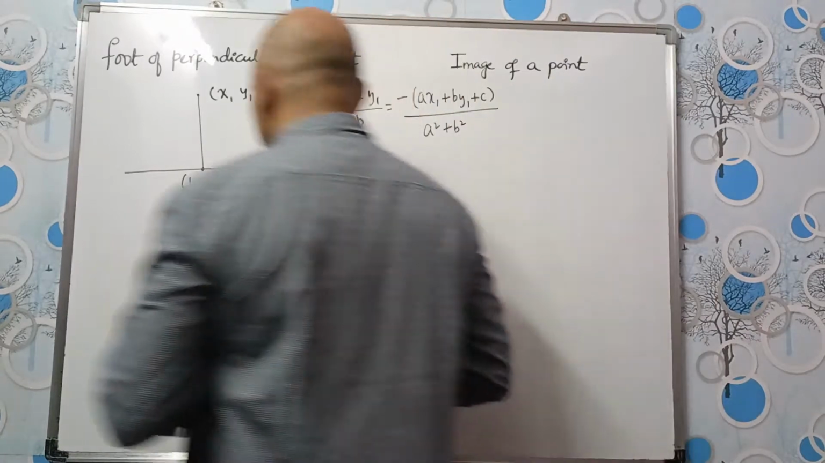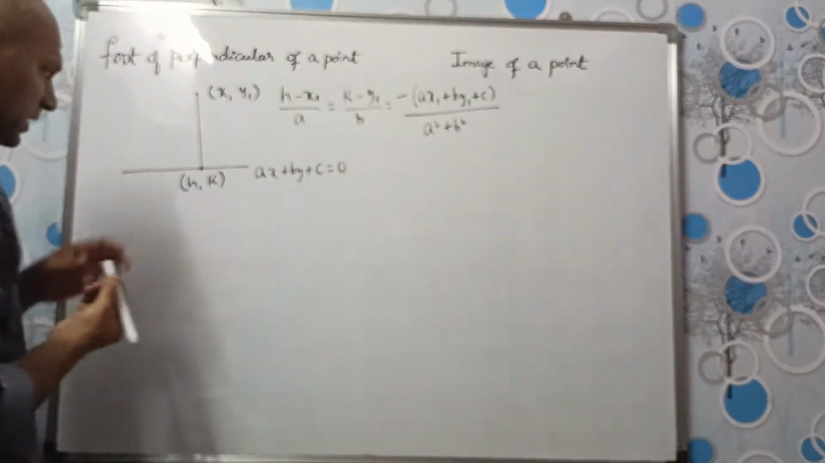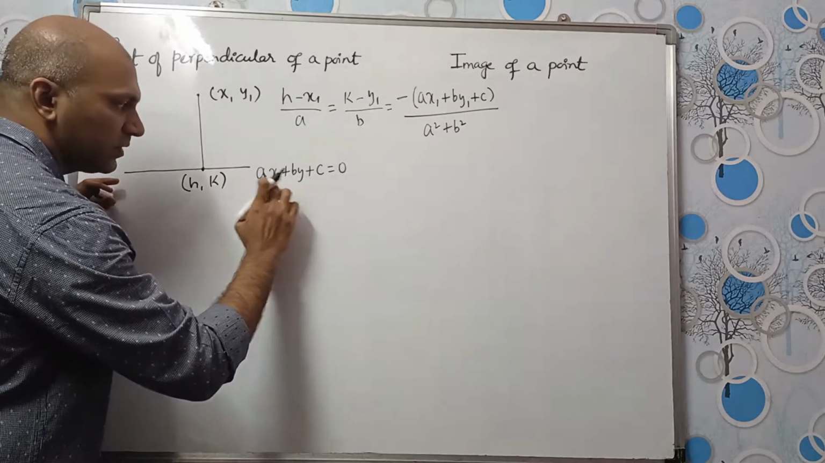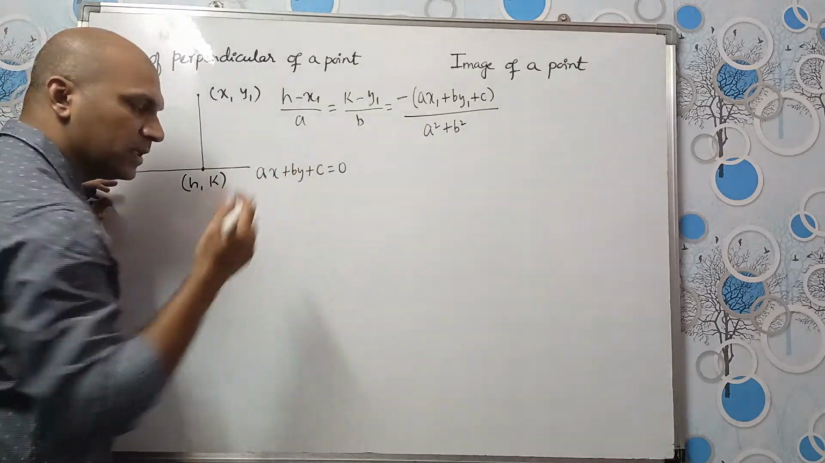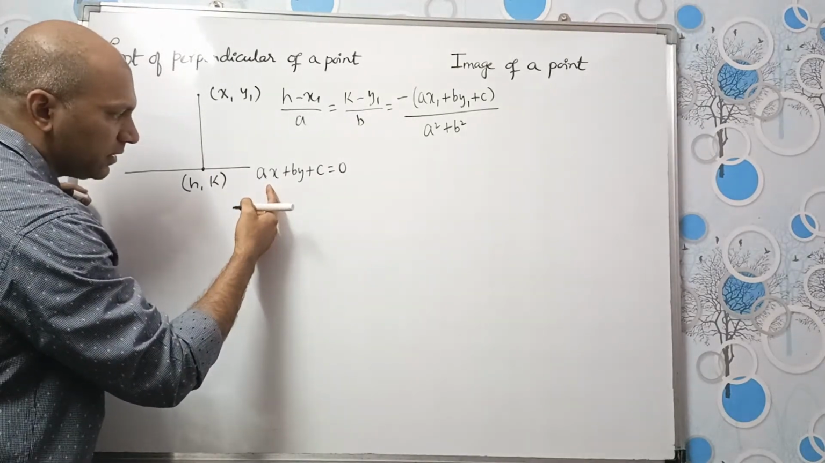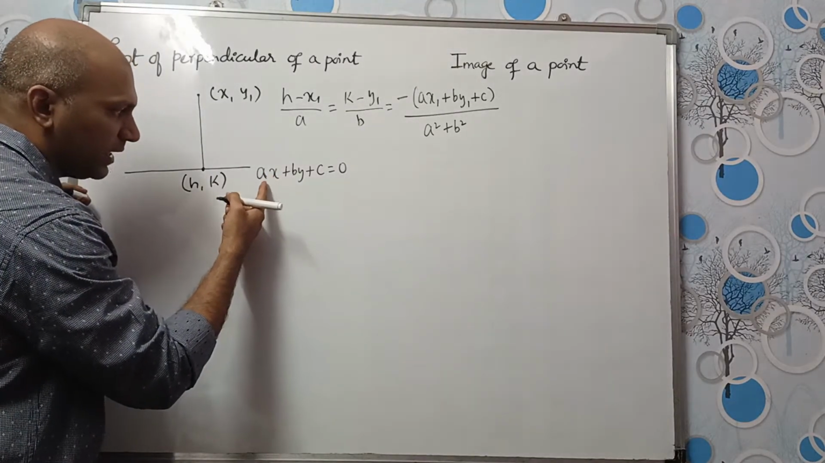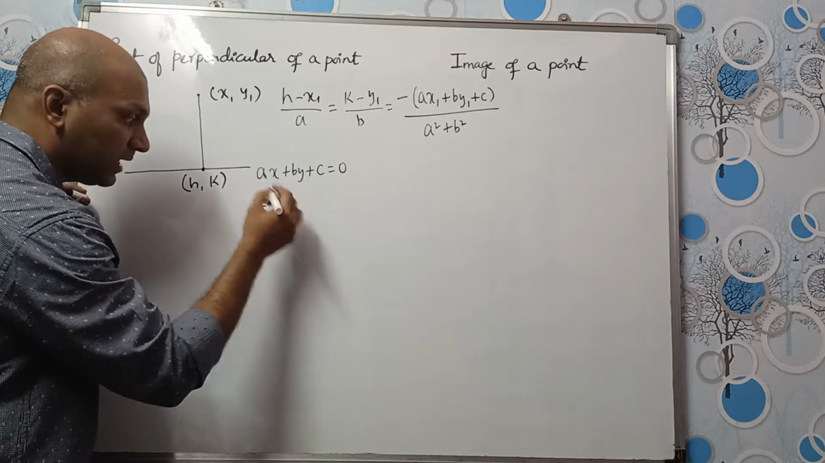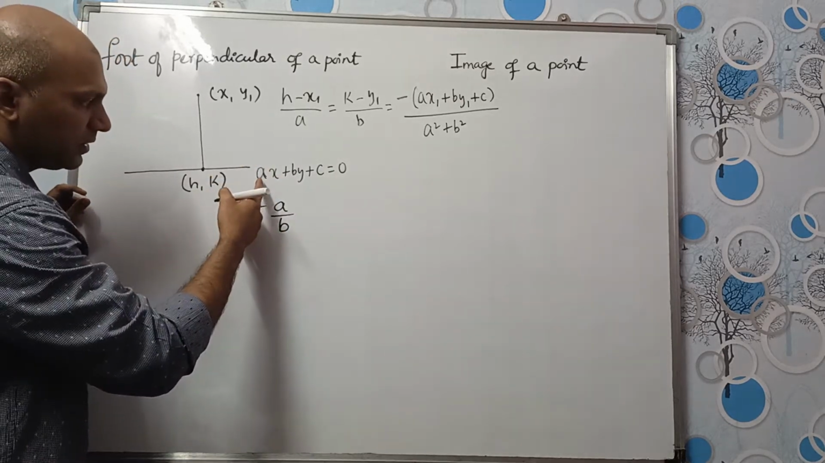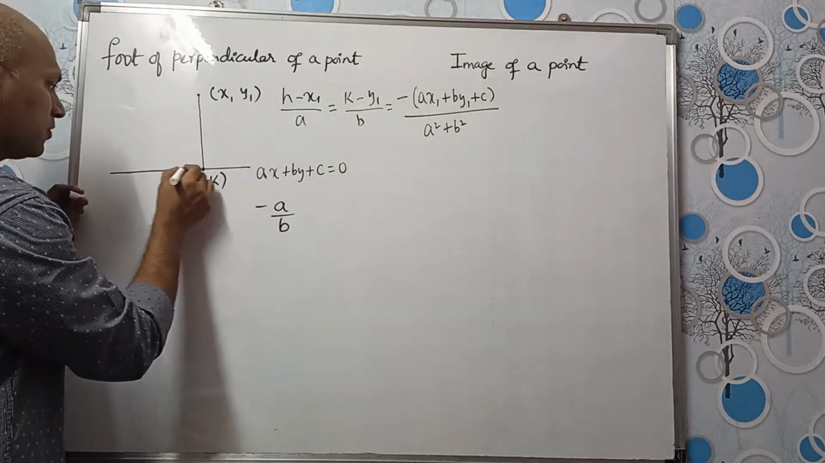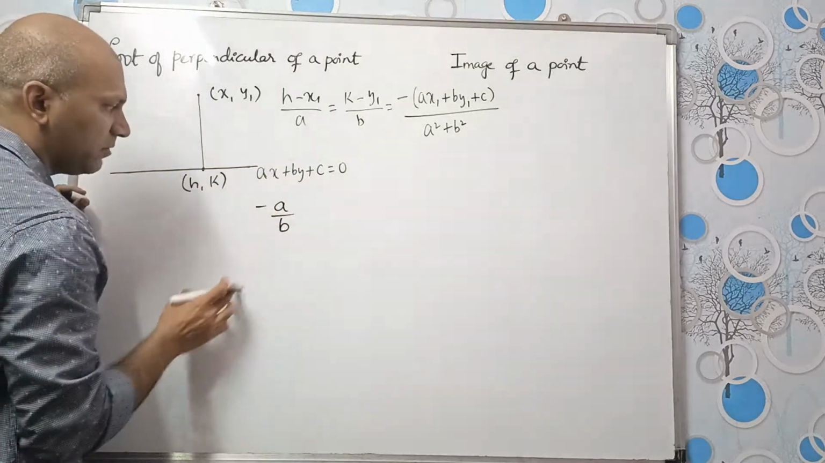Okay, let us derive this formula. First let us find the slope of this line. What is the equation of this line? Ax plus by plus c equal to 0. We know slope of this line is coefficient of x divided by coefficient of y with minus sign. So this is a by b with minus sign, right? So minus a by b is the slope of this line.